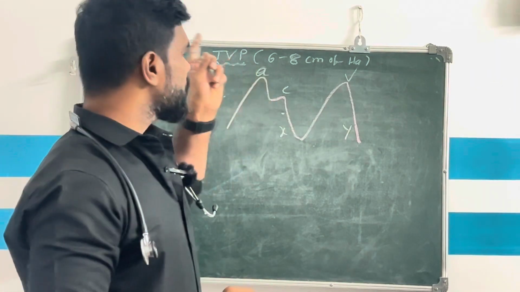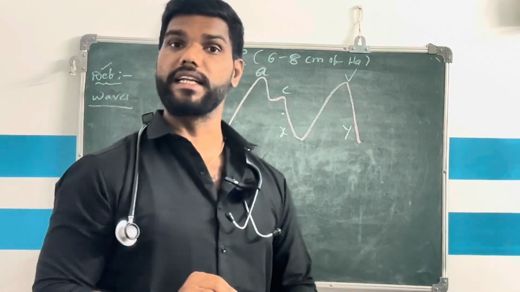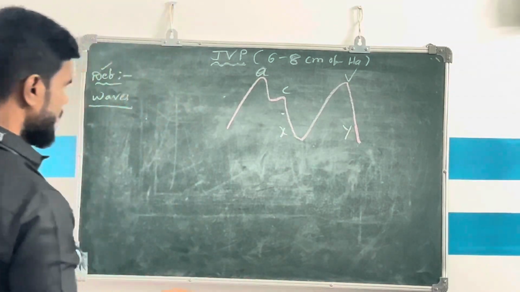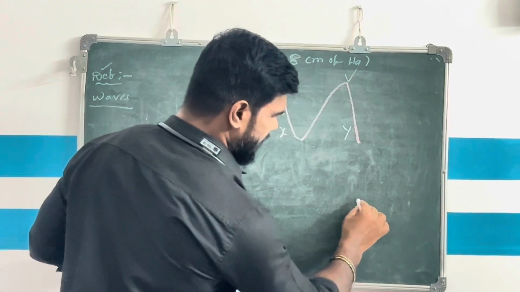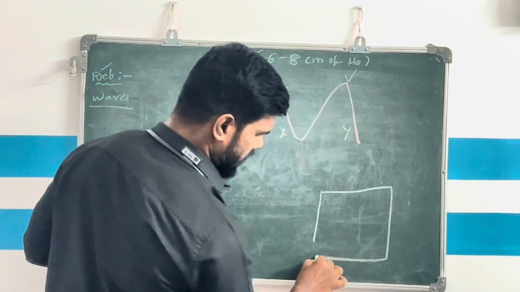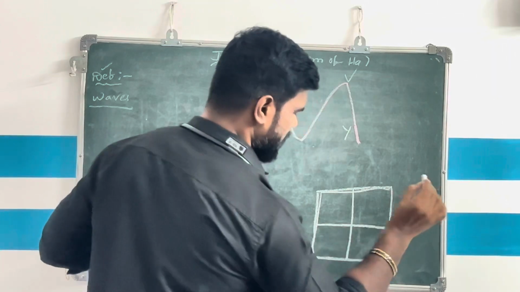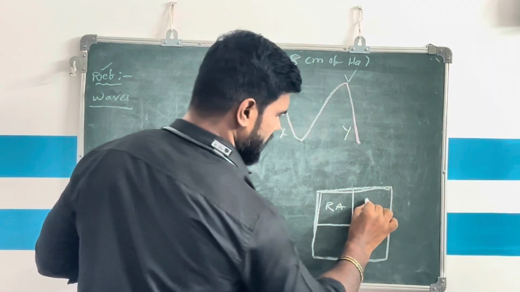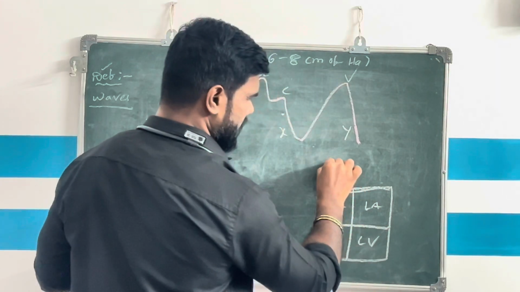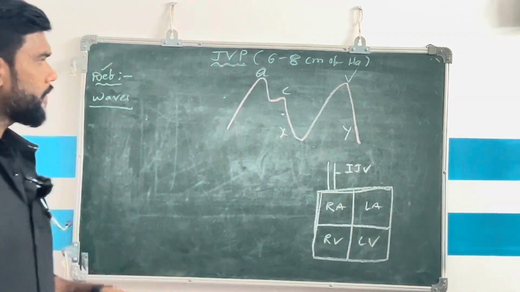How the A wave is produced, what is the C wave, what is the V wave, and what the X and Y descents indicate in the jugular venous pressure, we will discuss now. Here, let me draw only the right atria. This is the heart. This is the right side of the heart, left side of the heart. This is the right atria, left atria, right ventricle, left ventricle. This is the internal jugular vein, right?